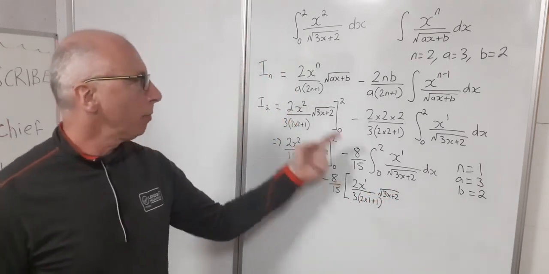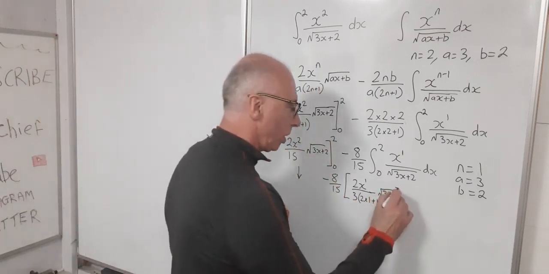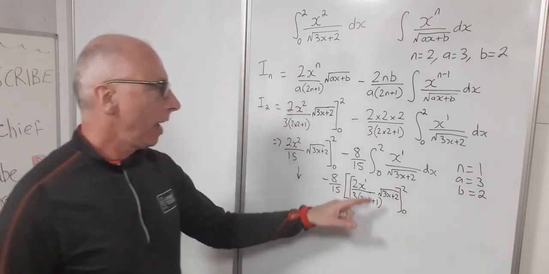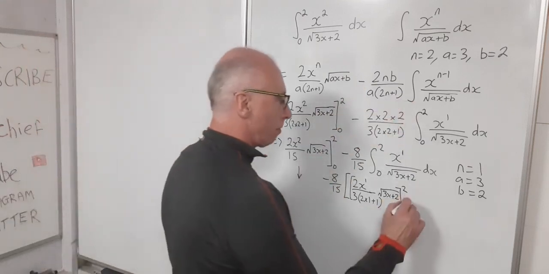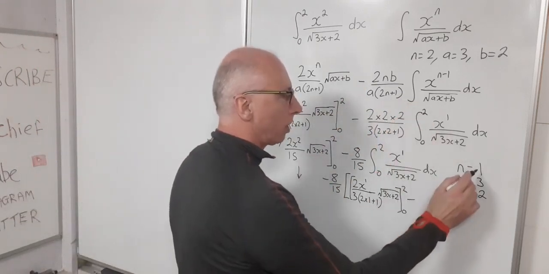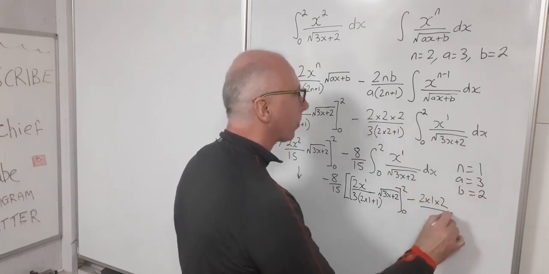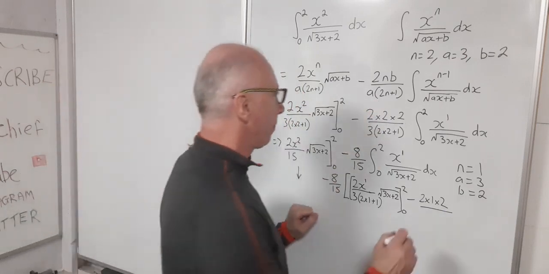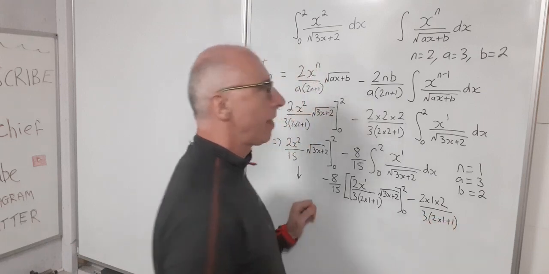So this bit here is part of our answer, and as this one was, we have to calculate this over the parameters of integration. So that's from 0 to 2. So that little bit there, just keep on its own. And then we've got to subtract this new integral. So minus 2 times n times b, 2 times 1 times 2, and then a times 2n plus 1, which is the same as this one. So 3 times 2 times 1 plus 1, and then a new integral.